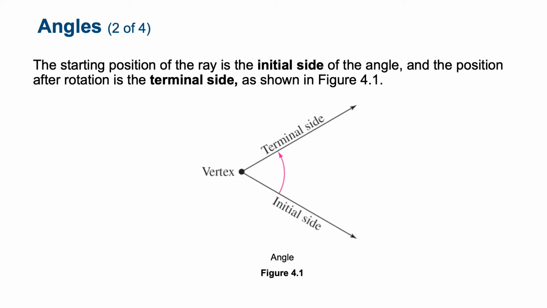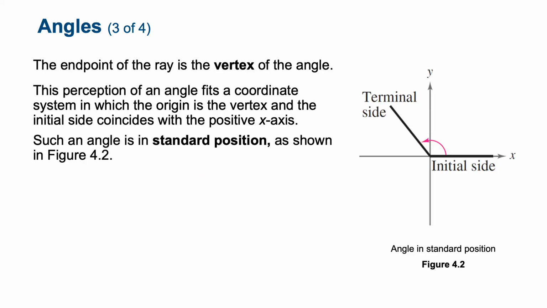So let's say you have here the vertex, the endpoint. You have a beginning side on the bottom, the initial side, and then it rotates up, and that's the end side or the terminal side. Notice that it's two rays and a vertex. The endpoint of the ray is the vertex of the angle. So this concept of an angle fits a coordinate plane where the origin is the vertex and the initial side can be placed on top of the x-axis.